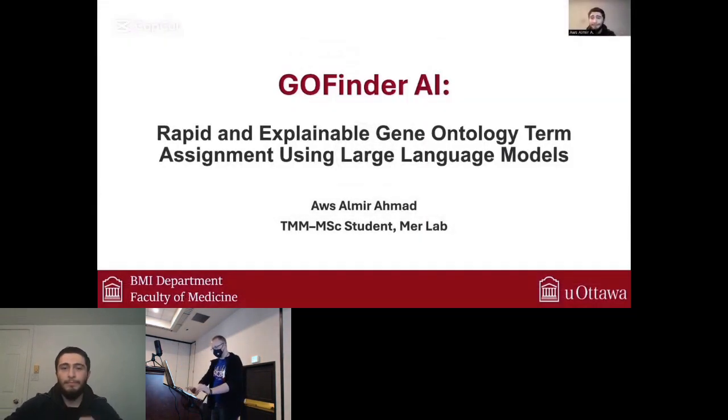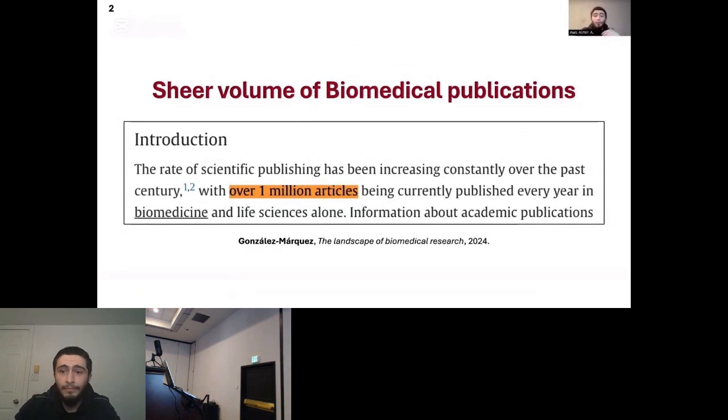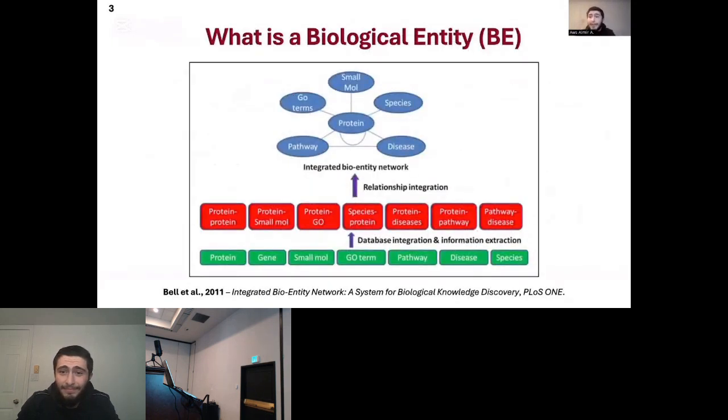Hello all and welcome. In today's talk, we'll be introducing the tool GOFinder AI. In a time where there are over 1 million articles getting published every single year in the field of biomedical sciences alone, biomedical researchers are having a tough time keeping up with the publications and the data that is relevant to their respective fields of interest. Now, GOFinder AI is a tool designed to keep researchers up to date with the functional insights relevant to the entities of interest that they are researching, whether that is a protein, a gene, a metabolite, etc.